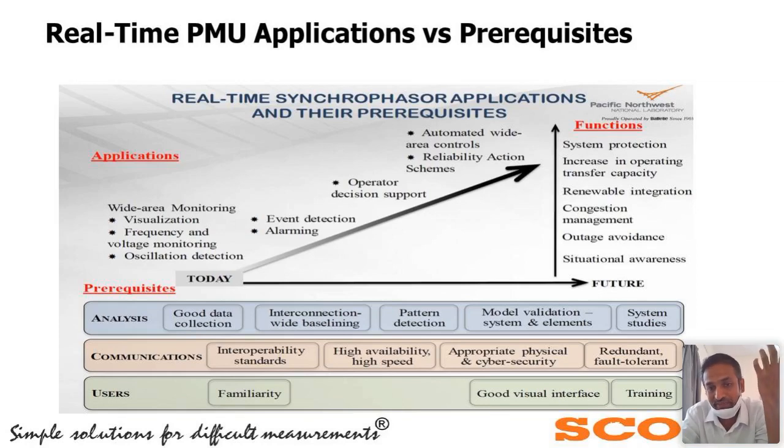Otherwise, maybe you miss the actual case where one feeder is contributing a lot of disturbance to your system, but you are not monitoring it with a PMU. Then you cannot understand where these disturbances are coming from, so you may miss or misinterpret the system. That's why it is very important to monitor each and every feeder in the substation.